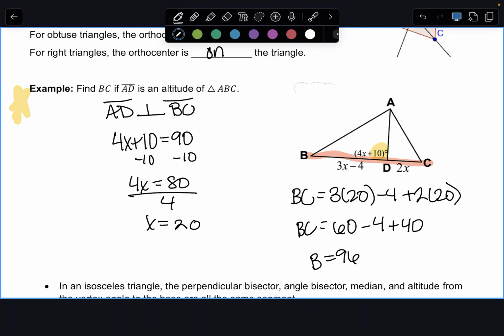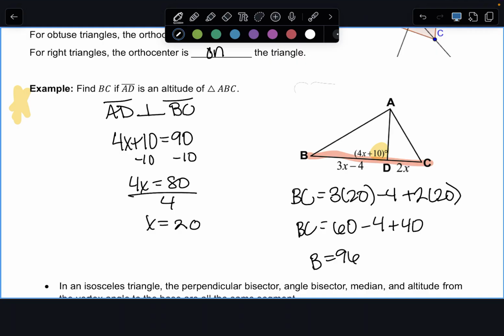But there is one very similar to this on your test. And I promise you, half of you are going to immediately say 3x minus 4 is equal to 2x. That's not the case because it doesn't necessarily bisect. Okay, you have to use your right angle. So, I promise you someone on your test is going to set those equal. Don't let it be you.